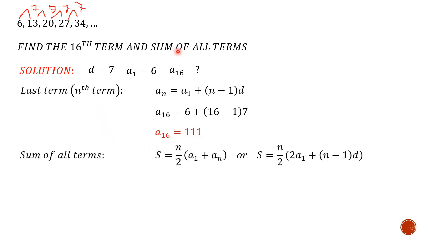So, pinapakompute din sa atin yung sum of all terms. So, ito yung formula ng sum of all terms. So, yung ginamit natin is this one kasi meron na tayong a sub n. Yung a sub n natin is yung a16 na kung saan equal siya sa 111. So, S, yung n natin is 16 kasi yun yung bilang ng terms na meron doon. So, 16 all over 2 multiplied by 6 kasi a sub 1, 6 plus 111. So, makakakuha tayo ng sum of all terms simula sa 1 hanggang sa 16th term is 936.